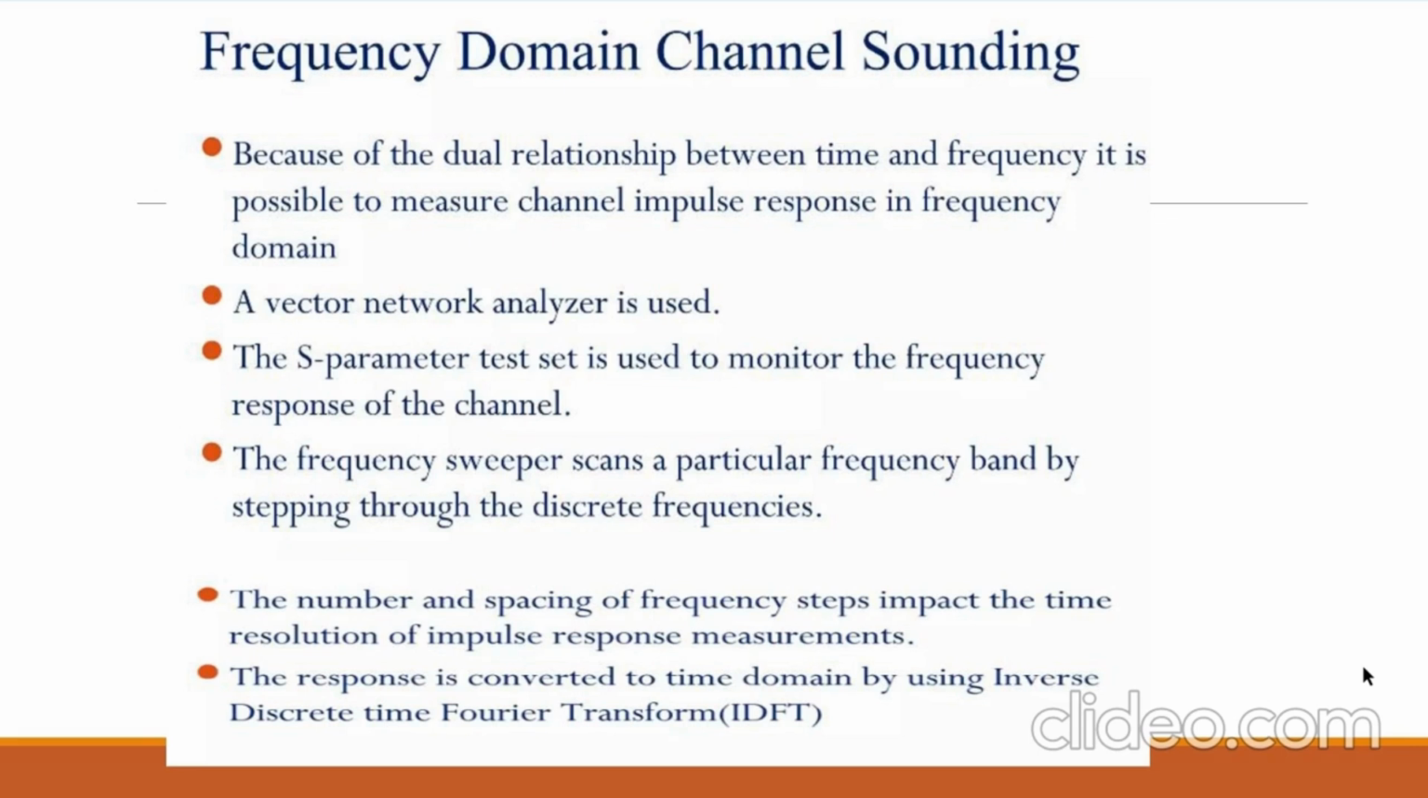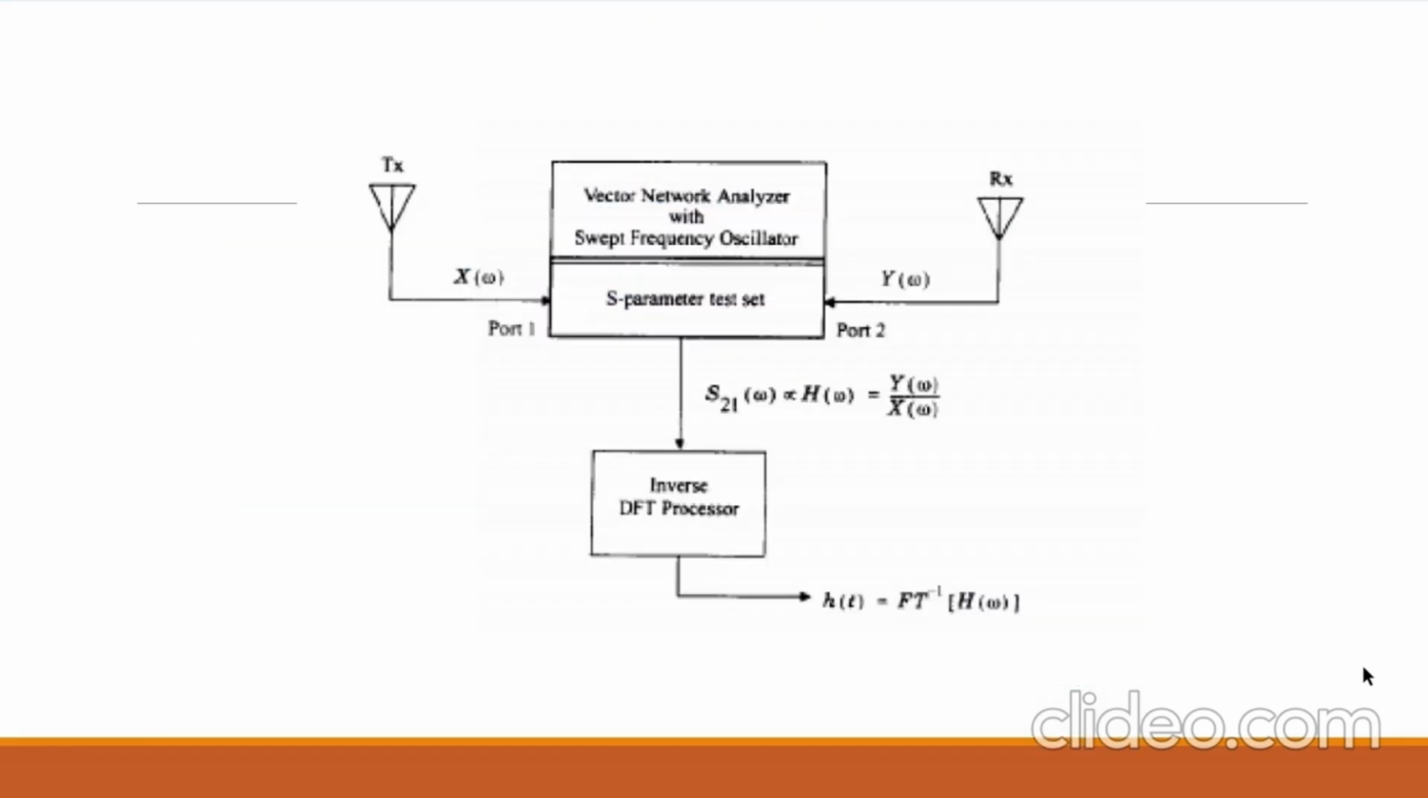And the last method is frequency domain channel sounding. This is the representation of frequency domain channel sounding technique, where the transmitted signal is given to an equipment called vector network analyzer with swept frequency oscillator. By using this VNA, S parameters can be analyzed, having two ports. So we can analyze four different S parameters, namely S11, S12, S21, and S22.